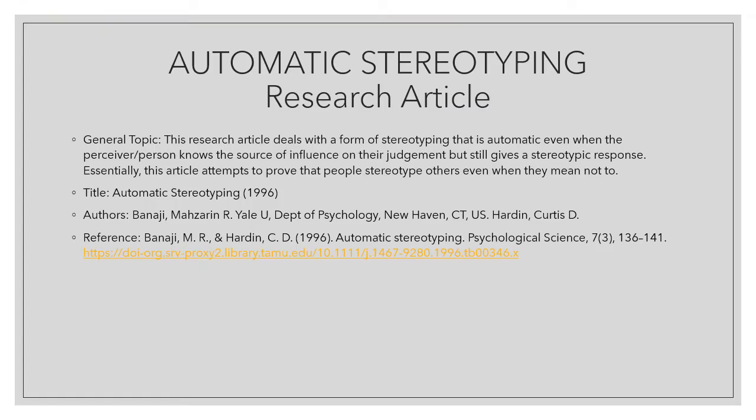This is something basically all of us have done. My study was about a research article that deals with a form of stereotyping that is automatic, even when the person knows that the source of influence on their judgment is occurring, but they still give the stereotypical response without really knowing. This was done by Banaji and Curtis D. Hardin. I have the APA site reference right here. This occurred in 1996 at Yale, and they were attempting to show that automatic stereotyping can occur.